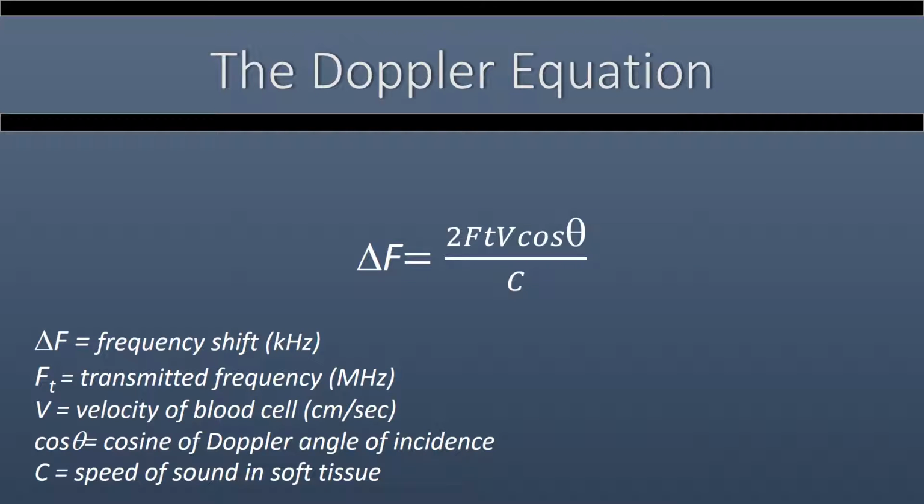So the Doppler equation begins with delta frequency, which is the frequency shift that we've already discussed. Frequency shift is going to be equal to the transmitted frequency times 2 because it has to travel to the object that it interacts with and then travels back. And then that's going to be multiplied by the velocity of the blood cell. And then you have the cosine theta. Now this is extremely important. Cosine of the Doppler angle of incidence, and we'll look at that in the next slide and describe that a little bit better. But then all of those are going to be divided by the speed of sound in soft tissue, which is 1,540 meters per second.